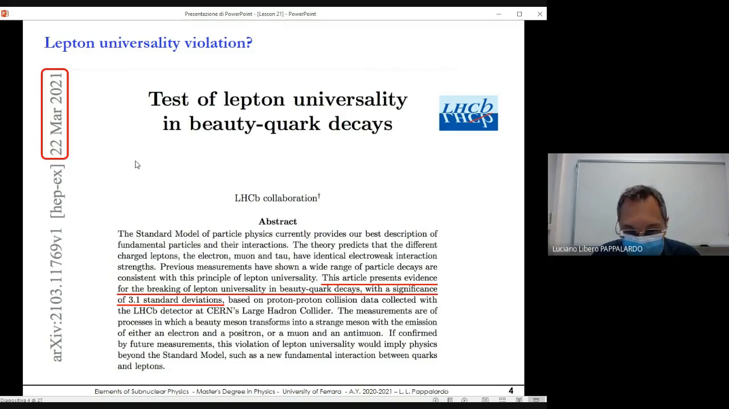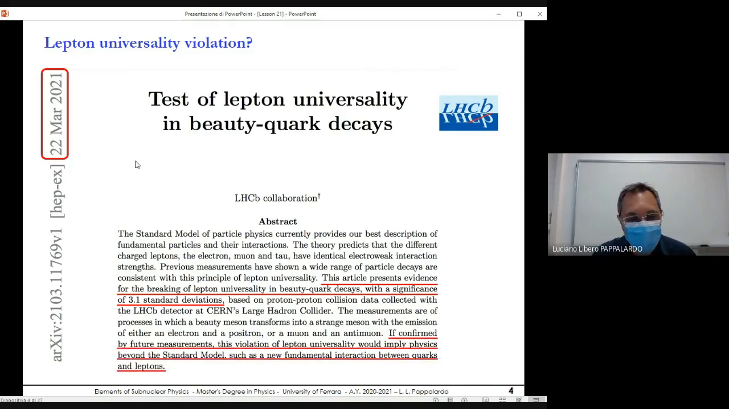These results are based on the proton-proton collisions collected at the Large Hadron Collider. Now, the measurements are of processes in which a beauty meson transforms into a strange meson, so kaons, with the emission of either an electron and positron or a muon and anti-muon. So in the final state, the only difference is that you have an electron and positron in one case, and a muon and anti-muon in the other case.